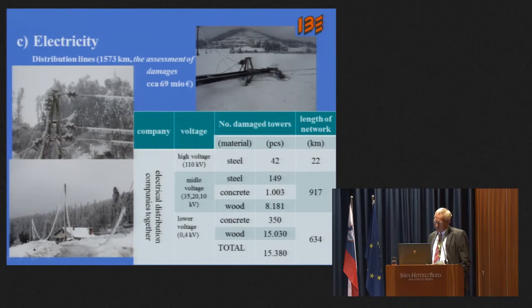The second is the distribution lines, much more affected. About 1,600 kilometers of lines were affected. The range of damage is 70 million, I would say. And as you can see from this table, about 16,000 poles, different poles of steel, concrete, wood, were damaged and have to be replaced.